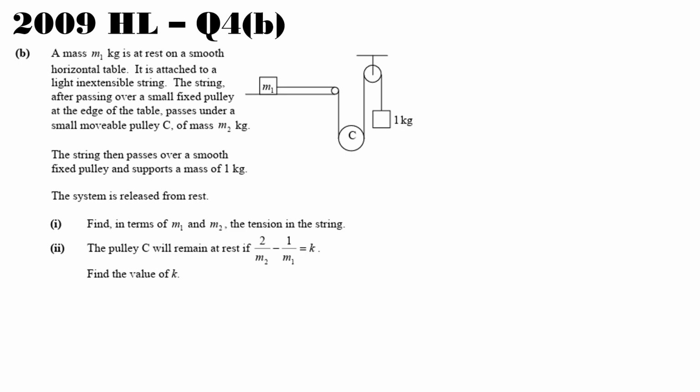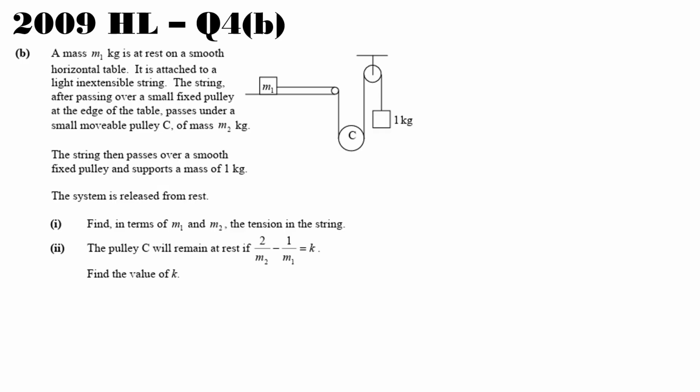So this is question 4B from the 2009 higher level paper. A mass M1 kg is at rest on a smooth horizontal table. It is attached to a light inextensible string. The string, after passing over a small fixed pulley at the edge of the table, passes under a small movable pulley C of mass M2 kg. The string then passes over a smooth fixed pulley and supports a mass of 1 kg. The system is released from rest.